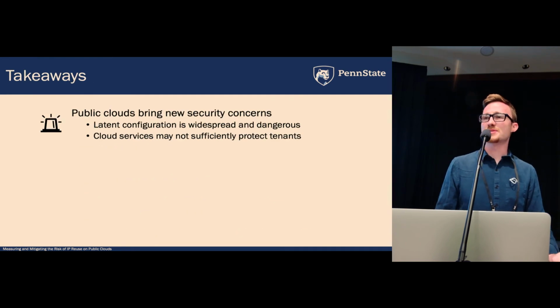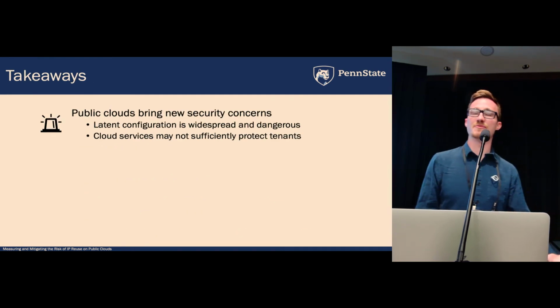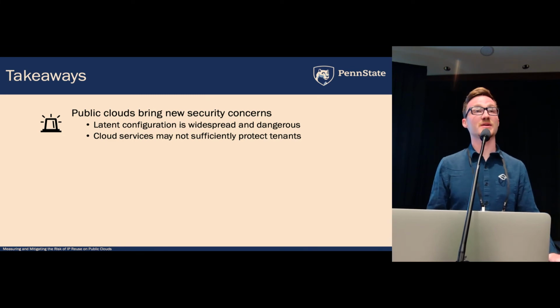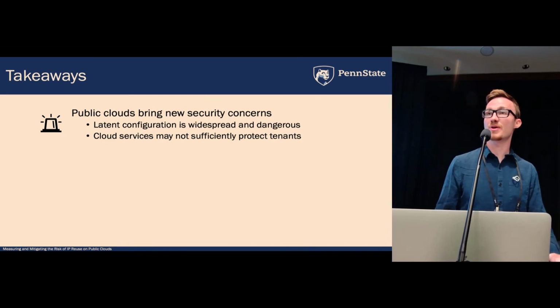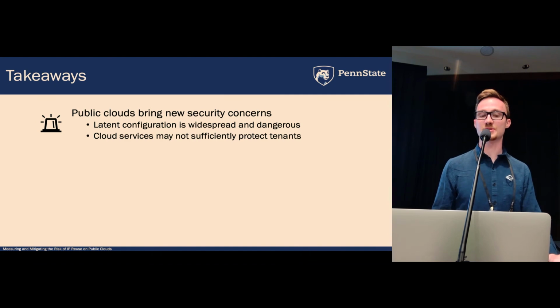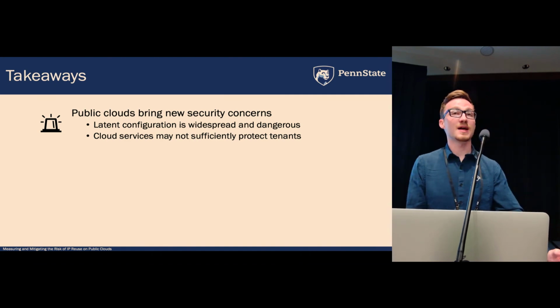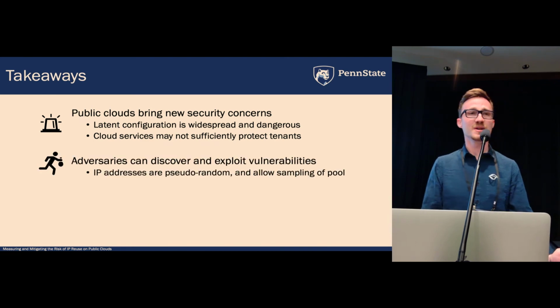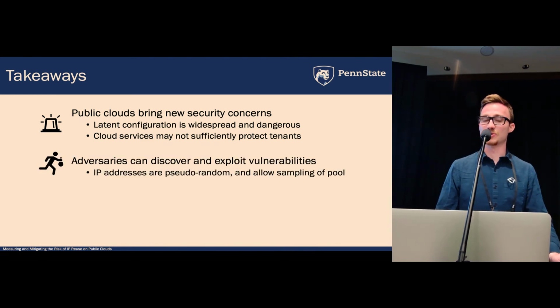Cloud squatting represents a serious and widespread vulnerability for infrastructure deployed on the public cloud. Our measurement study found that latent configuration vulnerabilities were widespread across a wide variety of services. Further, existing cloud services may not sufficiently protect user data. Cloud squatting is also deeply practical for an adversary. Because IP addresses are allocated pseudo-randomly, adversaries can easily sample the pool with high coverage.